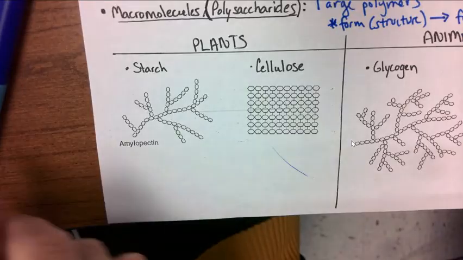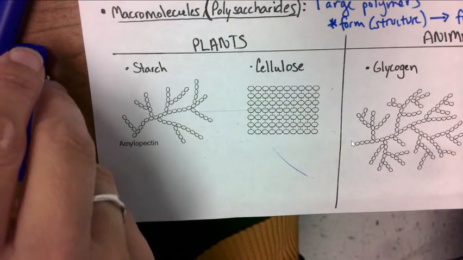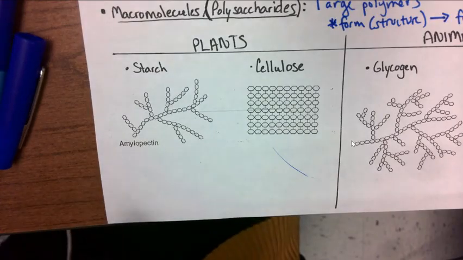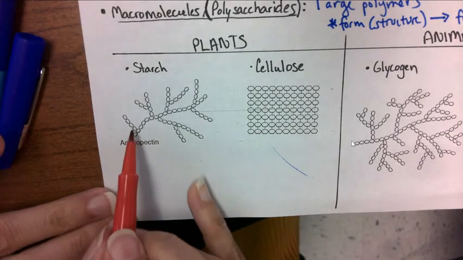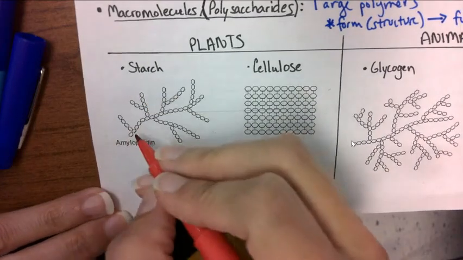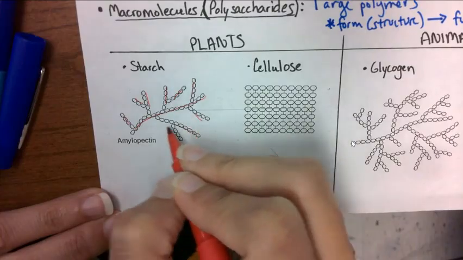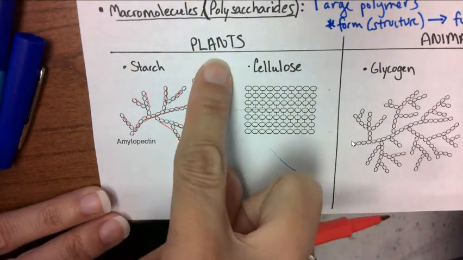These polysaccharides are found in plants. Okay, so we have two we're going to talk about. This first one is starch, and you can see starch has many, many monosaccharides. Each of these is a monosaccharide grouped together, but it branches a lot. Okay, so starch is a very branched polysaccharide found in plants.